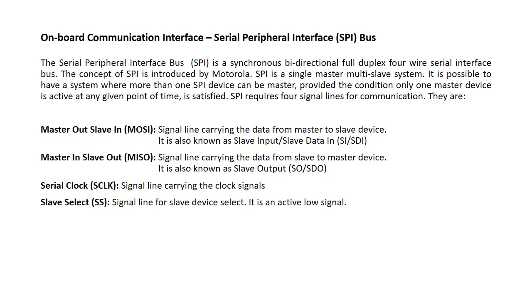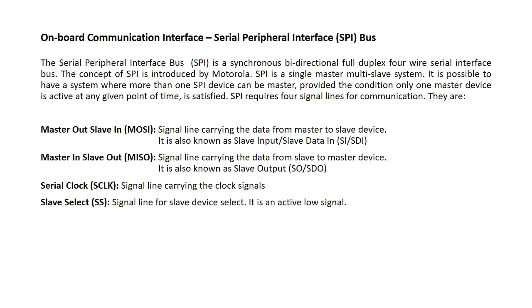So the first one in today's presentation, we discuss the serial peripheral interface or SPI bus. The serial peripheral interface bus, or SPI bus, is a synchronous bidirectional full duplex 4-wire serial interface bus. Synchronous means it works with reference to a clock signal. A clock signal is a timing signal with reference to which both the transmitter and the receiver devices are synchronized.